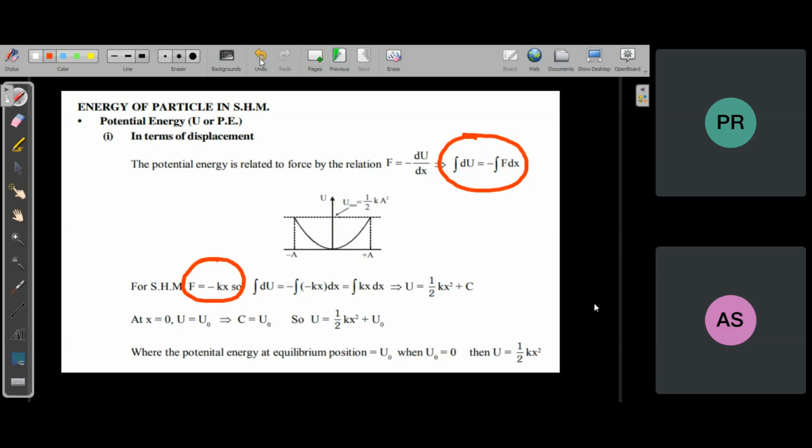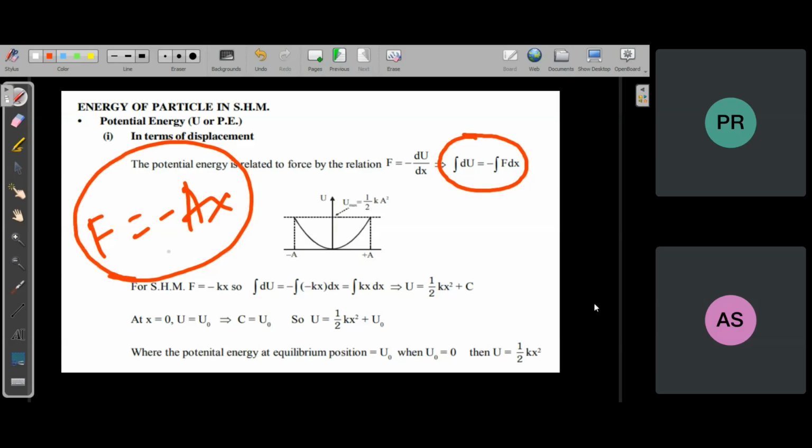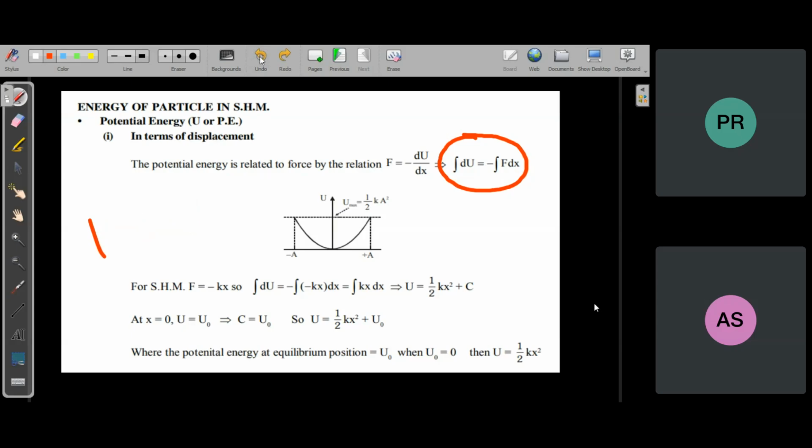So F equal to minus kx, where k is not a spring constant. That you have to understand. It is not only for a spring. K is any constant. Don't think that this formula came from Hooke's law and this is a spring constant. No, this k is any constant. It means that if the equation is F equal to minus ax, then if this force is acting on a particle, the particle will do SHM, where a is any constant. In place of a, they have written k. That's it. Don't think that it is a spring constant all the time.